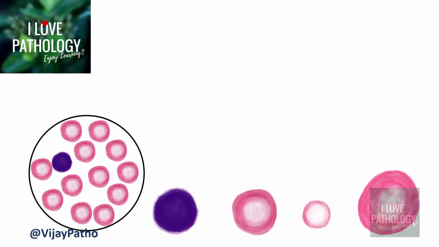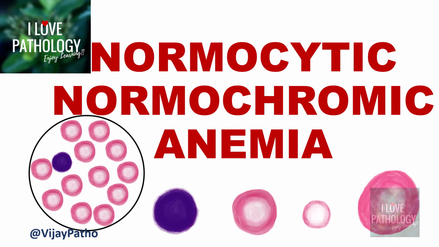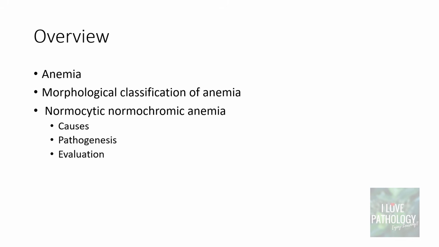In this short tutorial, let's learn a very important and a very simple hematology concept called normocytic normochromic anemia. So in the next few minutes, let's see what anemia is. We will look into how anemia is classified. Particularly, we will be seeing the morphological classification of anemia and then in detail about the normocytic normochromic anemia in terms of the causes, the pathogenesis, and how to evaluate a case of normocytic normochromic anemia.